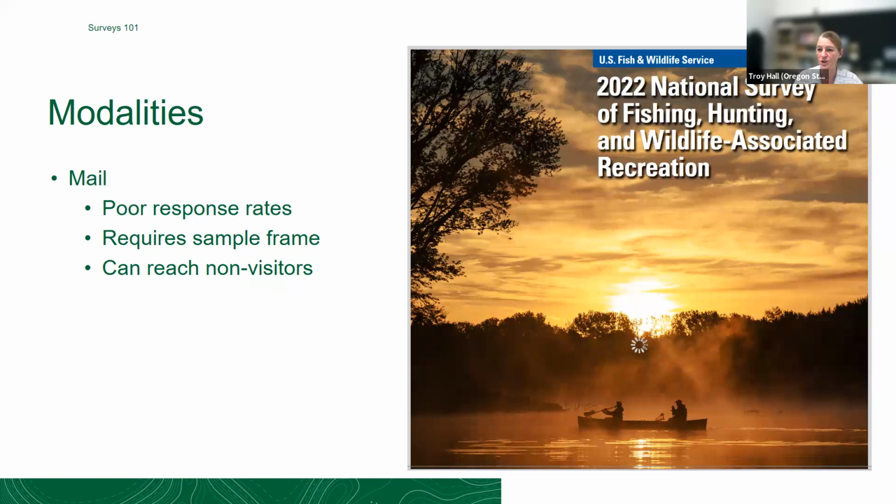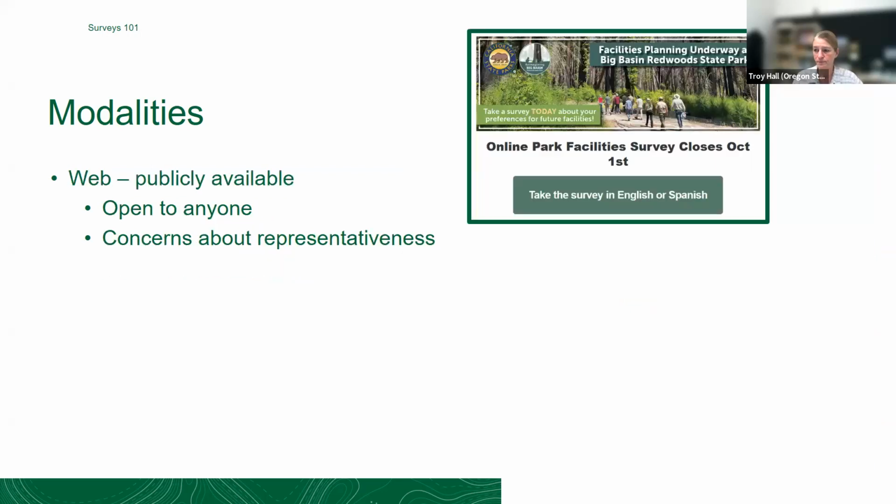You can understand whether it's demographically similar to the population, but that doesn't always tell you whether the responses about specific questions are representative or not. But despite all of those limitations, sometimes mail surveys are one of the ways that we can reach non-visitors, and sometimes that's an important management objective, is to understand who's not visiting parks and maybe why they aren't.